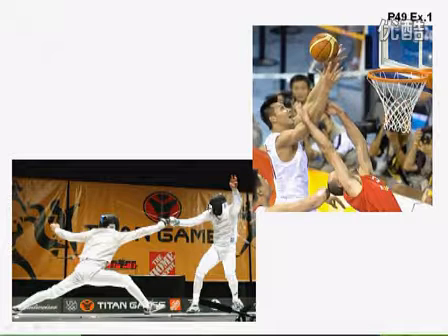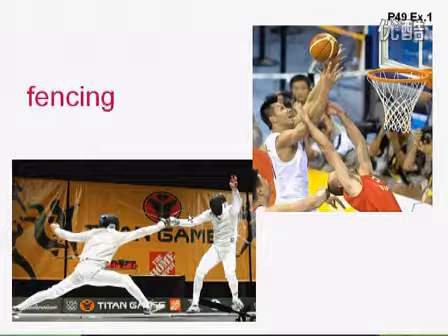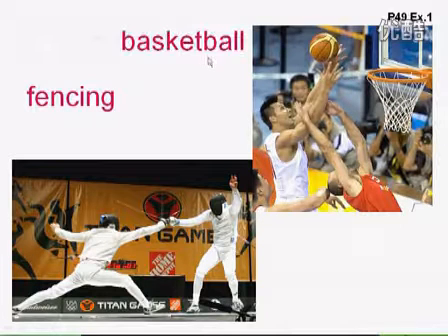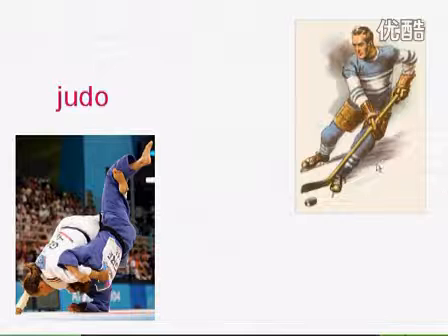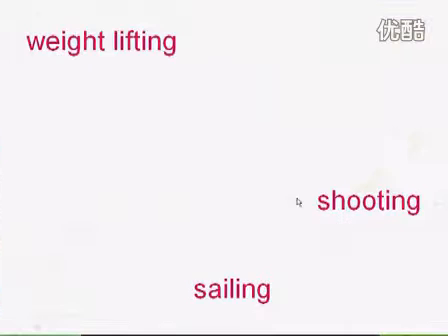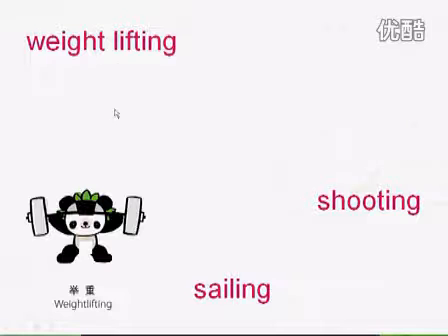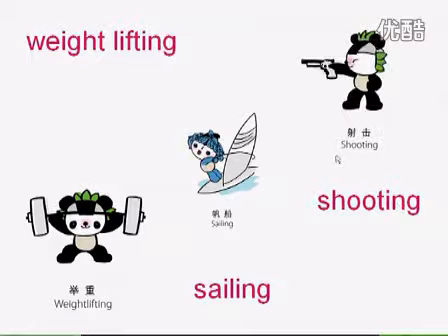And this one, maybe you know it in Chinese, but in English it's called fencing. And this one, I'm sure you know, basketball. Let's move on. Have a look at this one. It's got judo and ice hockey. Weightlifting, what is it? That's weightlifting, 举重, sailing, 帆船, shooting, and shooting 可以是射击这项运动.